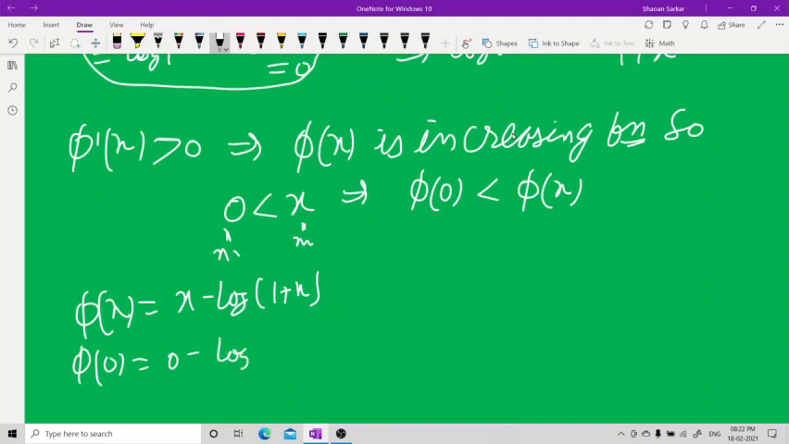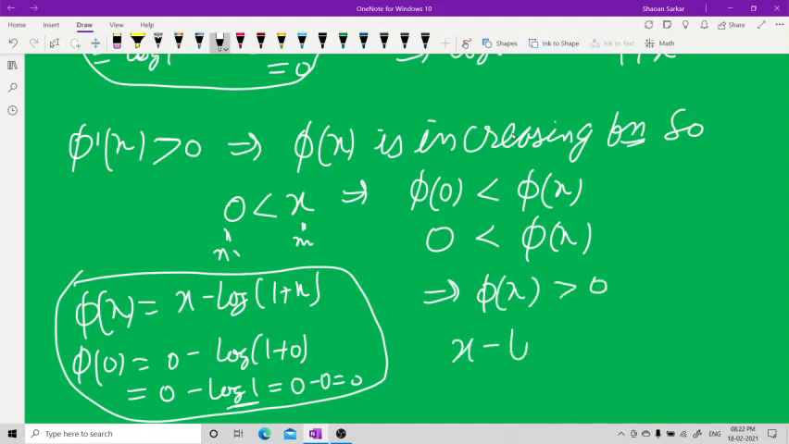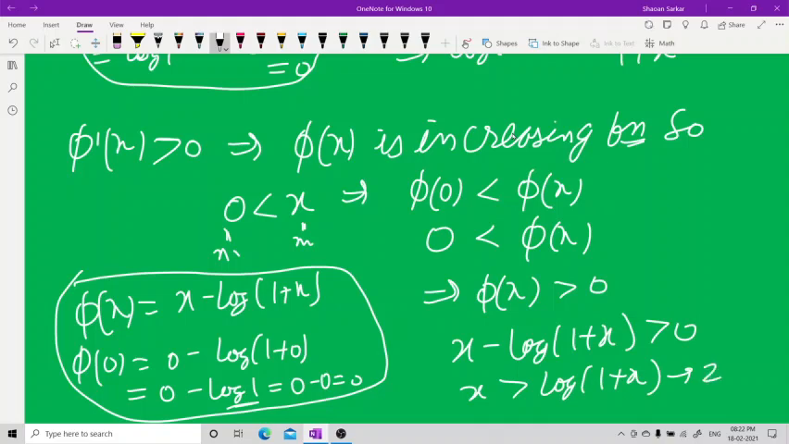Phi of 0 is 0 minus log 1 plus 0, and this is nothing but 0 minus log of 1. And log of 1 is always 0. 0 minus 0 is 0. So this is 0. This is for your understanding, don't write it in the exam, no need. So this gives phi of x greater than 0. And what is phi of x? x minus log 1 plus x, and this is greater than 0. That means x is greater than log 1 plus x. This is equation number 2.